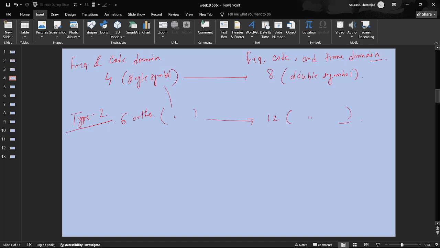Type 1 is no repetition along the frequency. You are saying like in type 1 there is no repetition along the frequency. Okay, type 2. So you are saying there is no repetition across frequency, right?